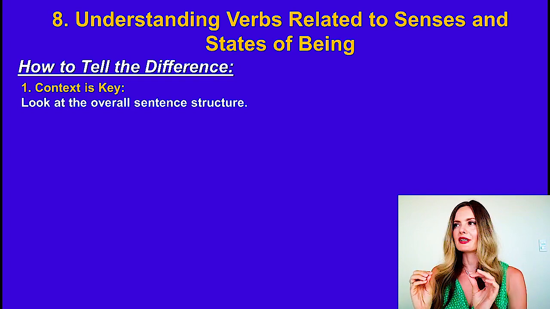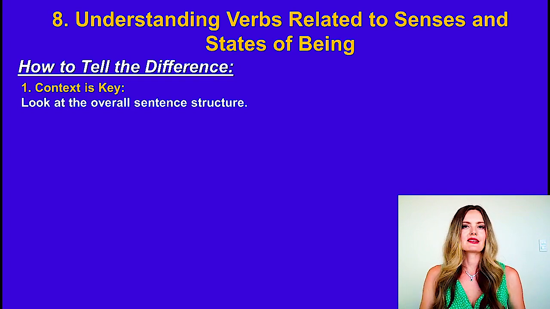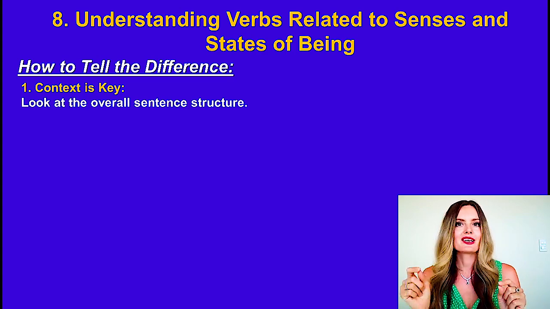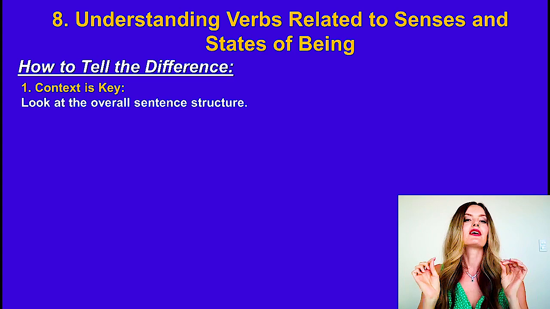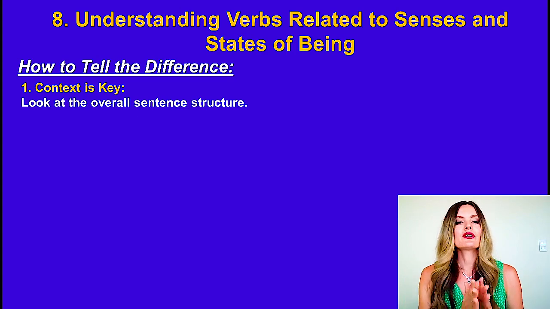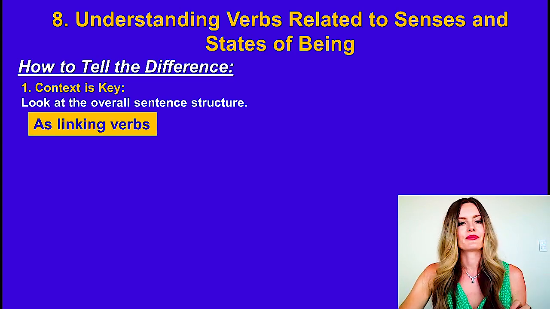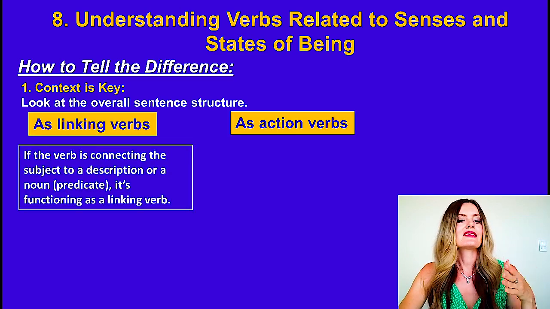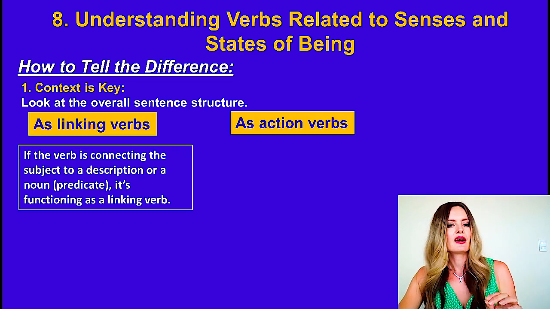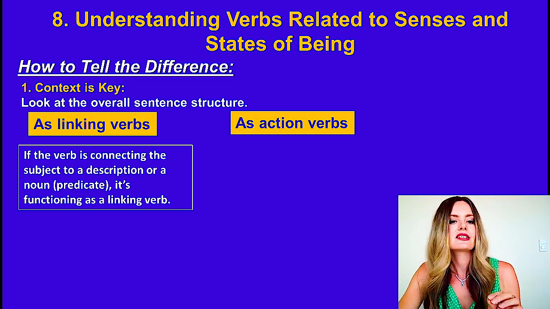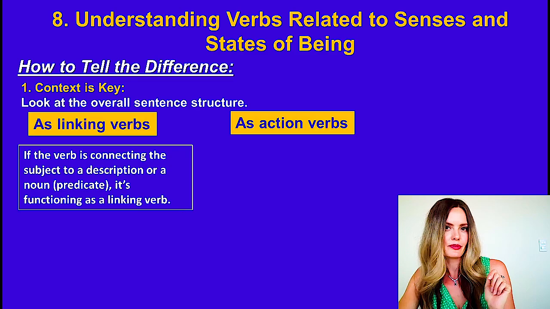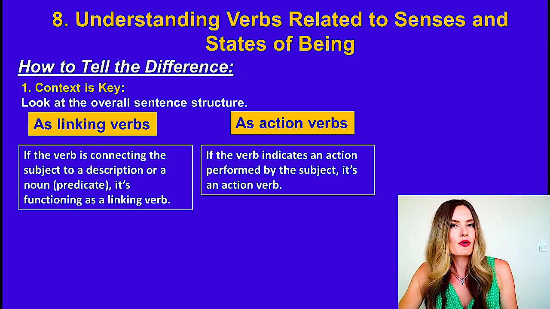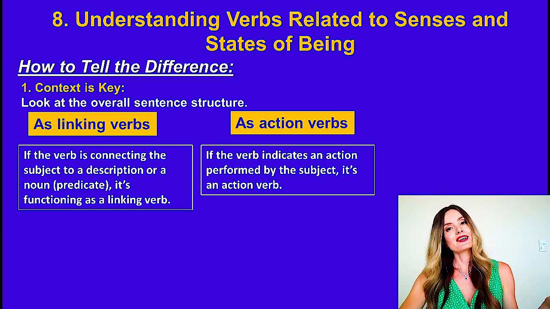In some cases, you may still be confused whether it's a linking verb or an action verb. Now I'm going to tell you how to tell the difference. So first of all, context is key. Look at the overall sentence structure. If the verb is connecting the subject to a description or a noun, which is a predicate, it's functioning as a linking verb. But if the verb indicates an action performed by the subject, it's an action verb.